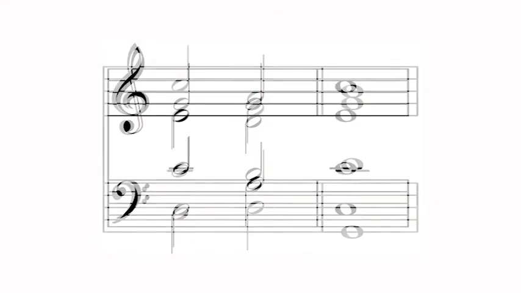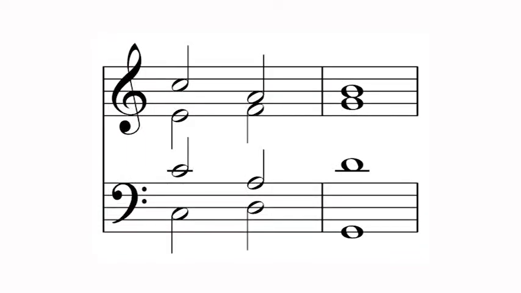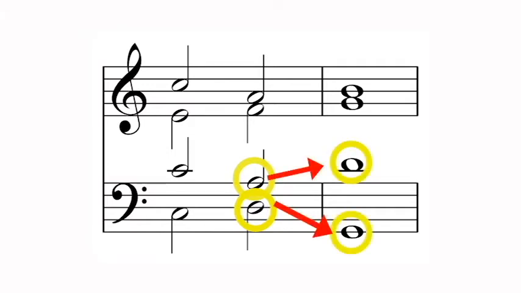The same principle applies to the interval of the fifth. Here, between the tenor and bass, we have a fifth that moves in contrary motion to another fifth. Like the octave, this is also objectionable.